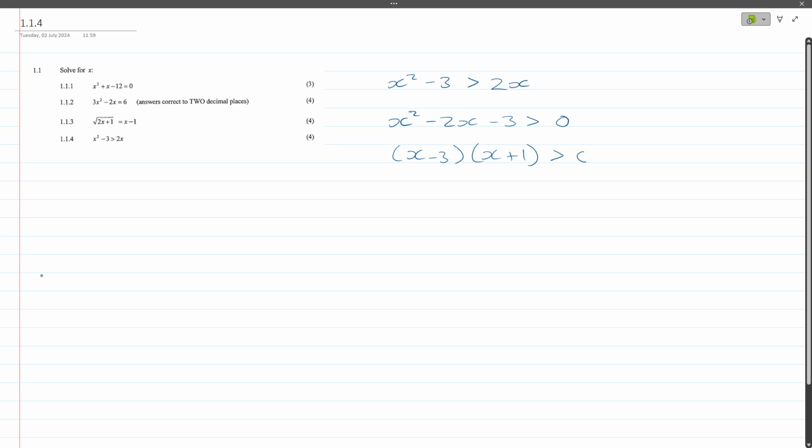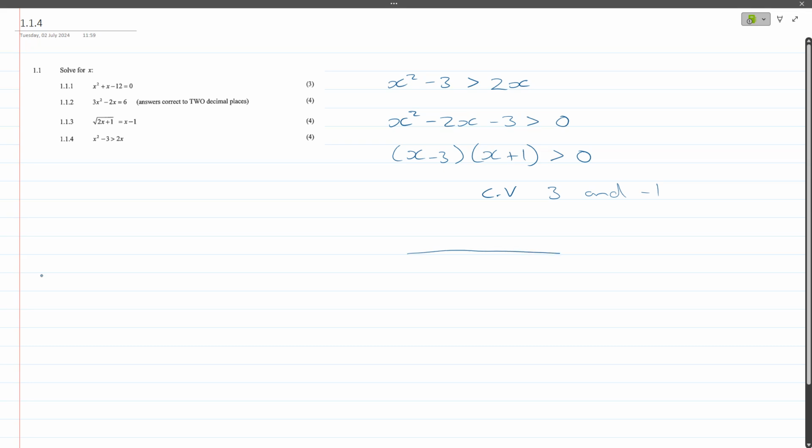Therefore, at this point, our inequality is requesting values of x such that this side will always be greater than 0. So as such, our answers cannot be definitive values such as x is equal to 3 or minus 1. Rather, these values give us what we call the critical values, basically where the tides change for our answers. So our critical values in this case would be 3 and minus 1.